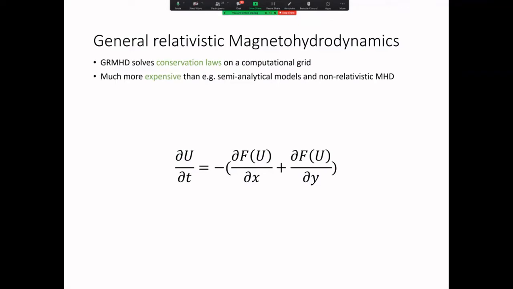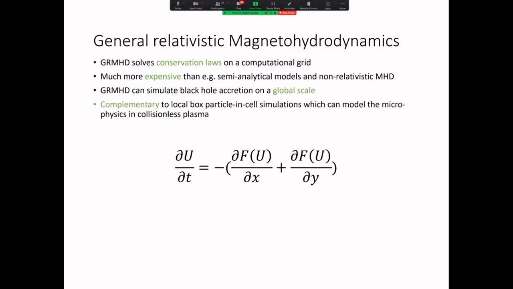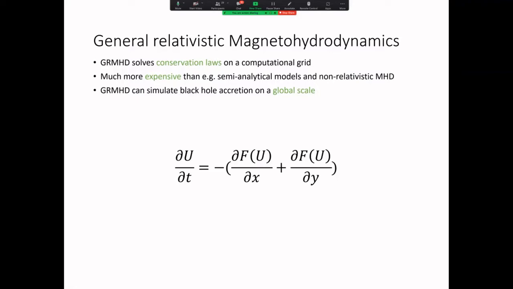GRMHD is very powerful because it can really take into account the nonlinear effects in the plasma and the radiation field. But it's much more expensive than semi-analytical models. So in many ways, GRMHD is complementary to those, because with GRMHD often you have one or a few simulations and don't really understand the scalings and so on. One thing that GRMHD can also do is model everything on a global scale. In a GRMHD simulation, you can model the accretion disk and black hole in one system, so you don't need different models for accretion disks and jets.